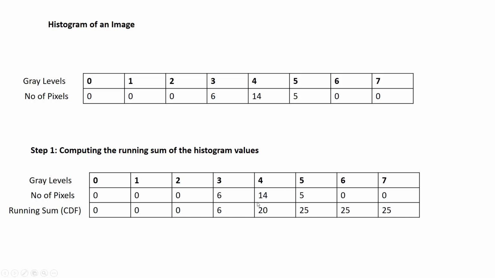Now 4 occurred 14 times in that image, so running sum is 6 plus 14, which is equal to 20. Now 5 comes out to be 5 times, so 20 plus 5 is 25. 6 comes out to be 0, so 0 plus 25 is 25. Now 7 again 0, so 25 plus 0 is 25.